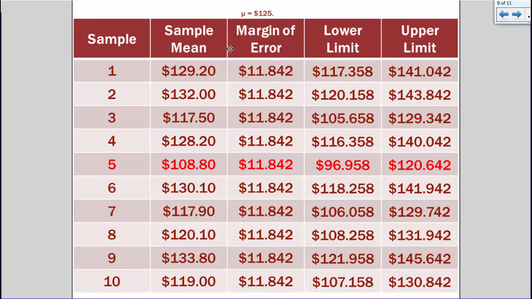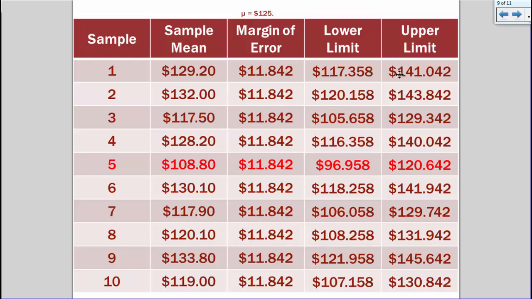So let's say that we had 10 different samples with 10 different sample means. We're still looking at a margin of error of 11.842, because we're still using the same population standard deviation, the same sample size, and the same confidence level. But you're going to have a different lower and upper limit for all of these samples.